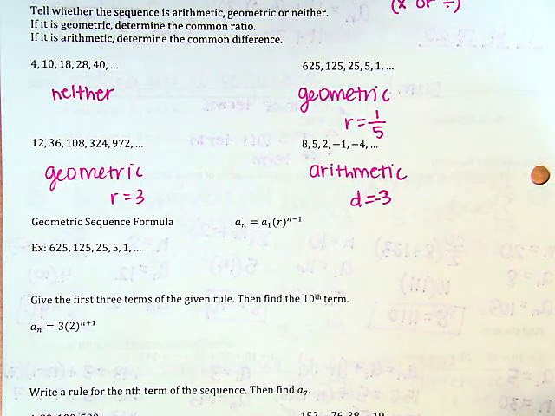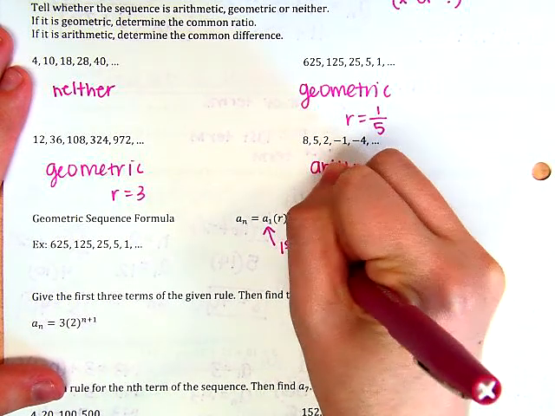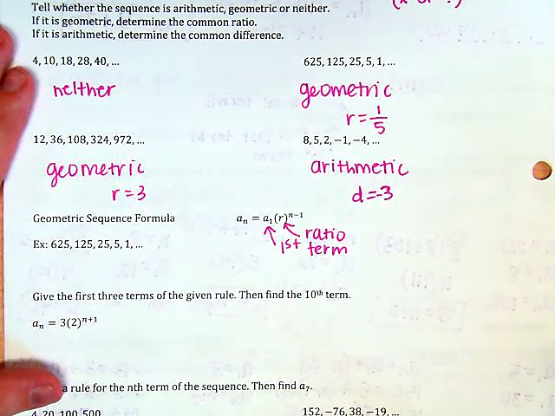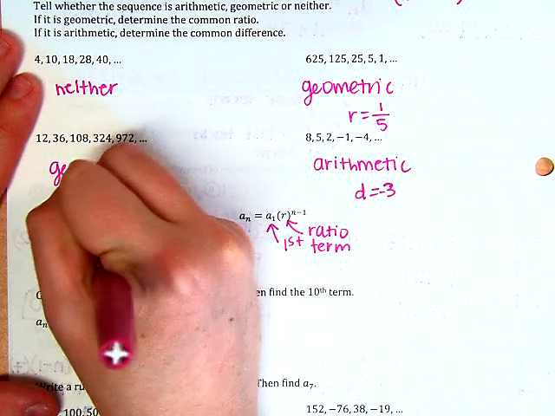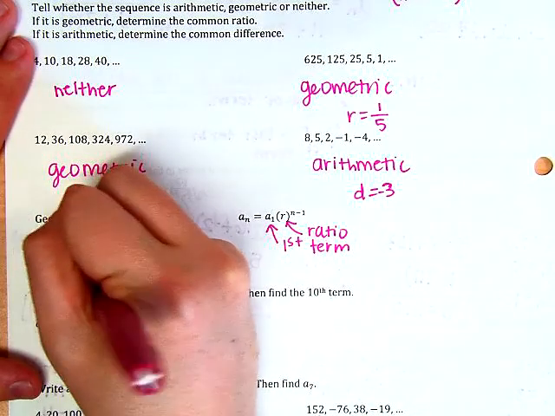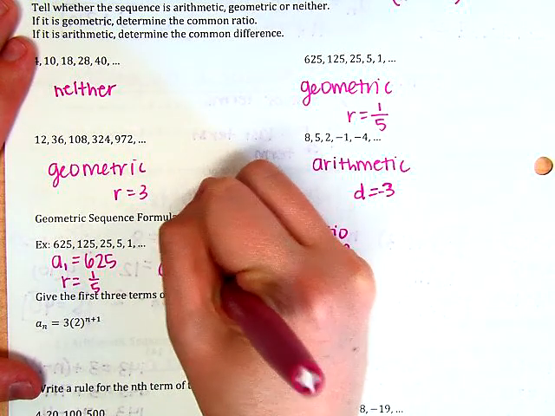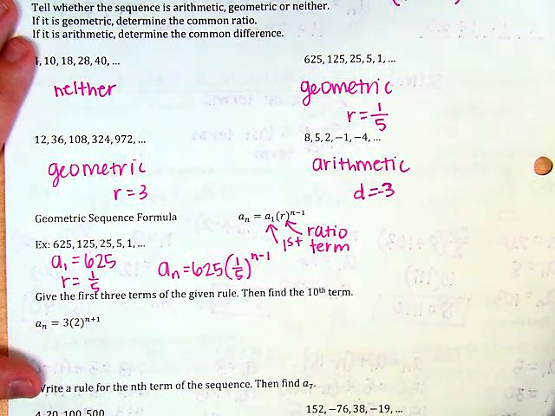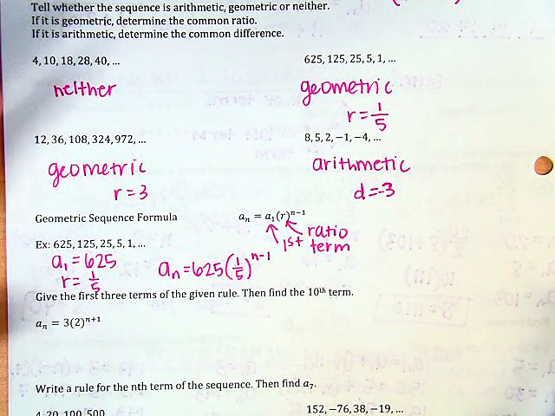The geometric sequence formula is super easy. This is always going to be my first term. A1 means my first term. R is my ratio. And that's literally the only two things you need. My first term in this example is 625. And like we saw above, my common ratio is 1/5. So I plug that stuff in. AN equals first term 625, ratio 1/5 to the power of n minus 1. There's no simplifying. That's the answer. That's the formula.